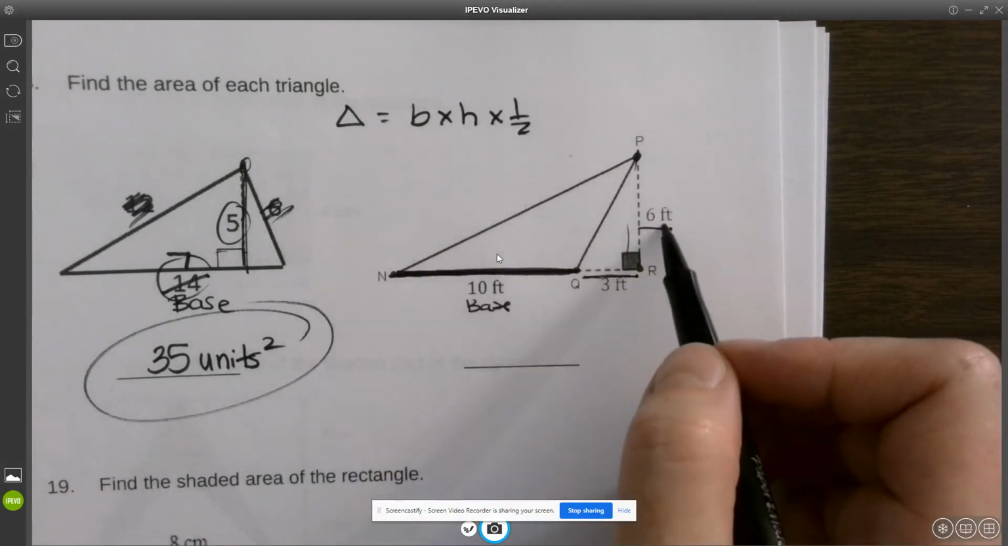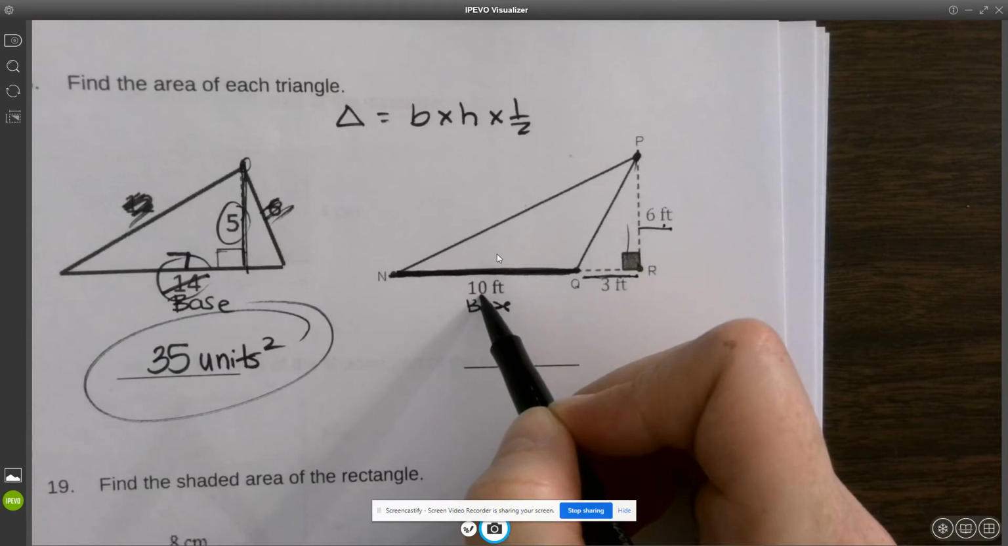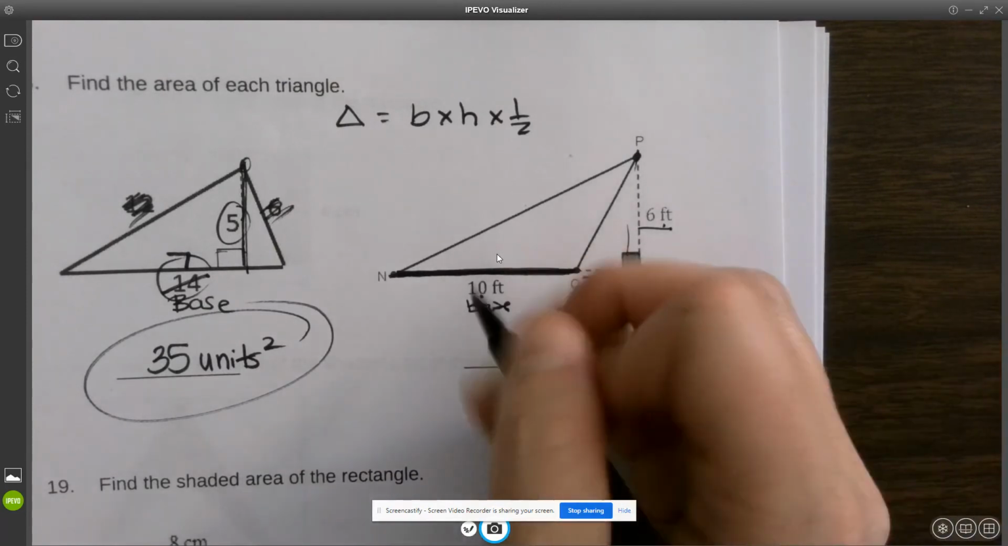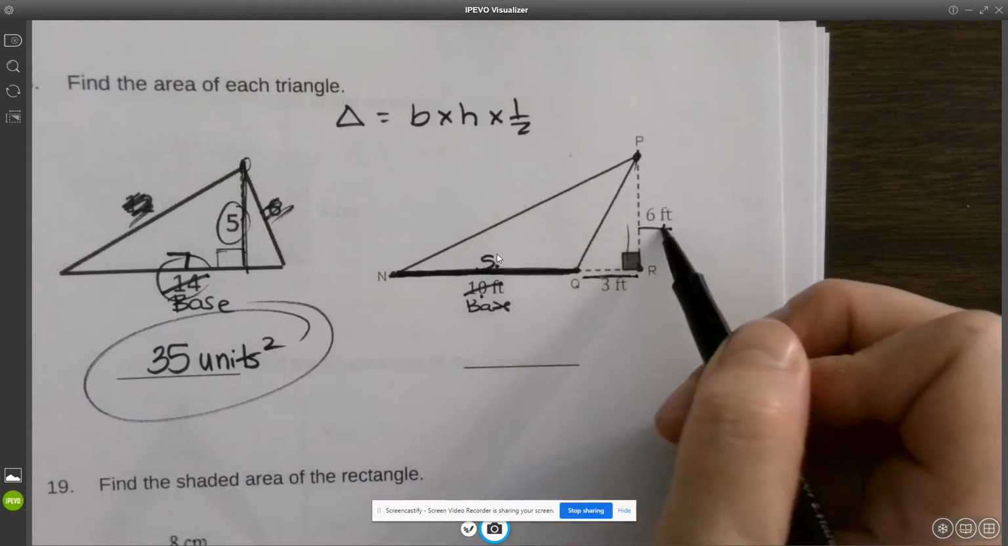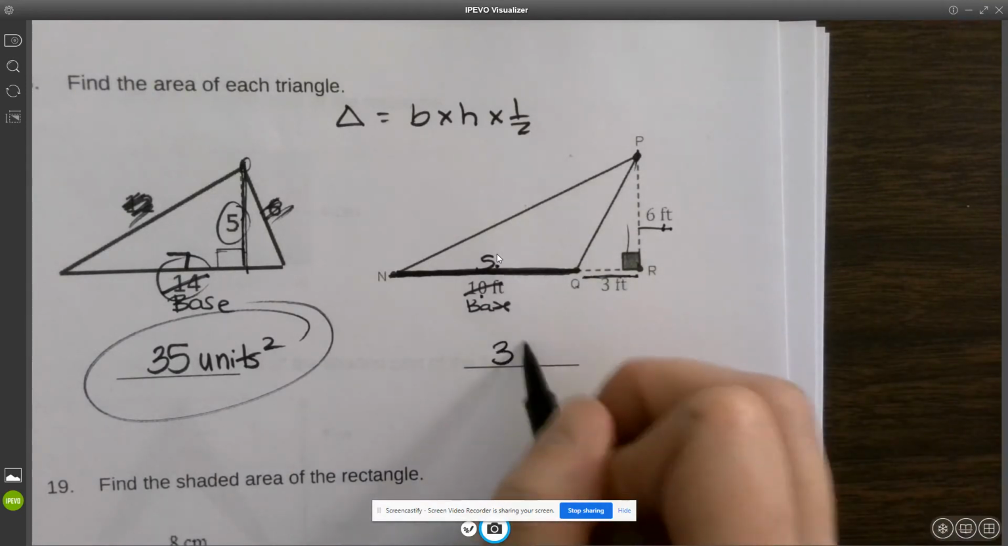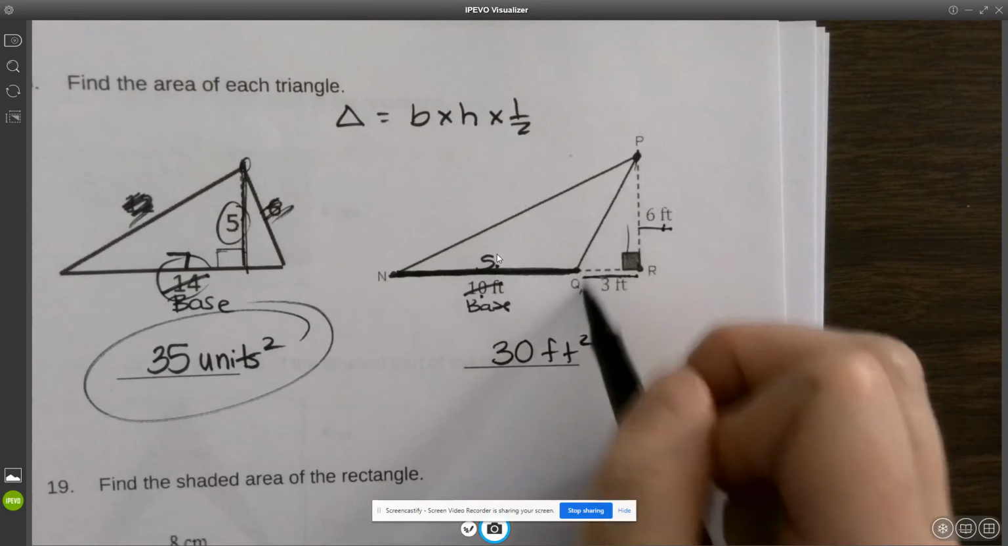You could go 6 times 10 is 60, divided by 2 is 30, or just cut one of them in half and then multiply. It's kind of easier. What's 5 times 6? It's 30. So it's 30 feet squared. This was the extra information.